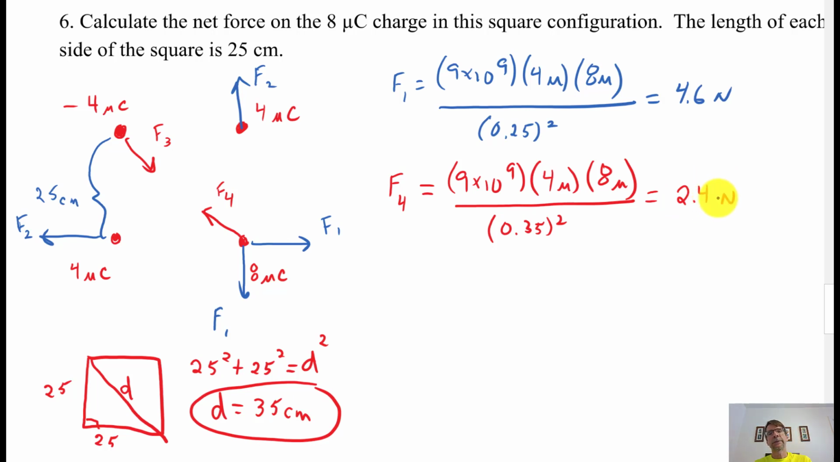All right, give or take a little bit. Hopefully that's close. I think it is. So now I've got to add those three vectors together. I've got to add F1 plus F1 plus F4. But here's the thing. F4 is at a 45-degree angle.